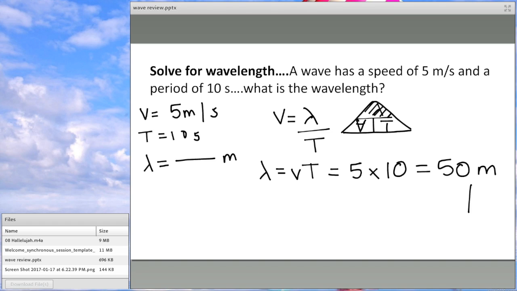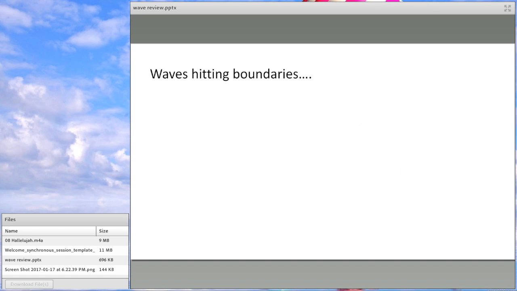So again, 1 point, 1 point. Okay, so make sure you show your work with the units. I feel like I'm saying this over and over, but, well, I am. But I want to make sure you guys get it right.